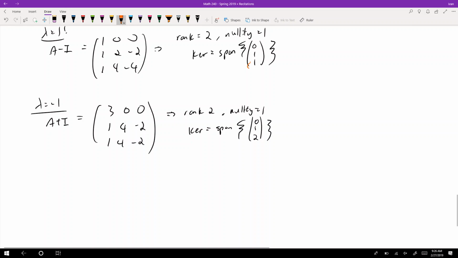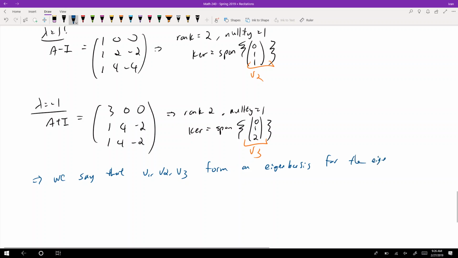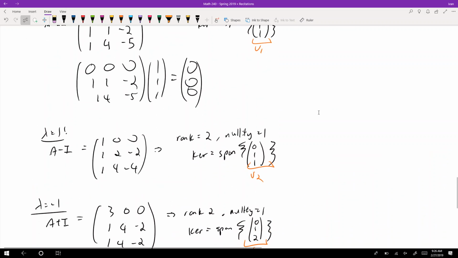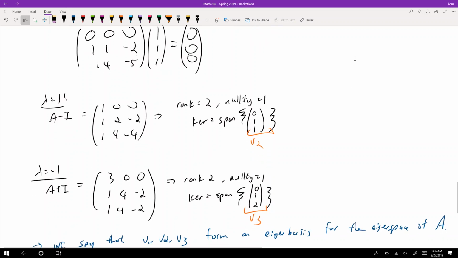Okay, so this is like v2, this is v3, and so we say that v1, v2, v3 form an eigenbasis for the eigenspace of the matrix A. All right, so the 3 eigenvectors that we found, they're going to be linearly independent from each other. v1, v2, v3, they're linearly independent. They span R3, so they are going to form an eigenbasis for the eigenspace of A.